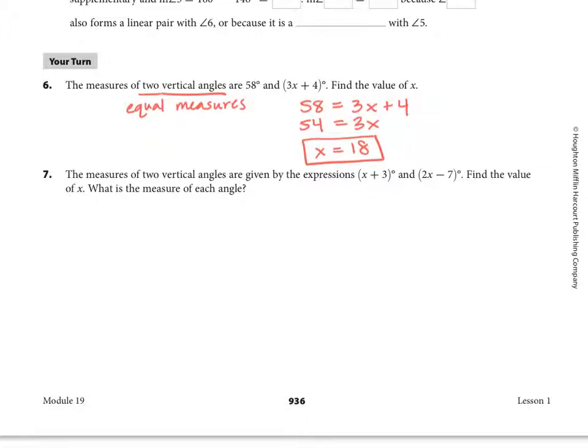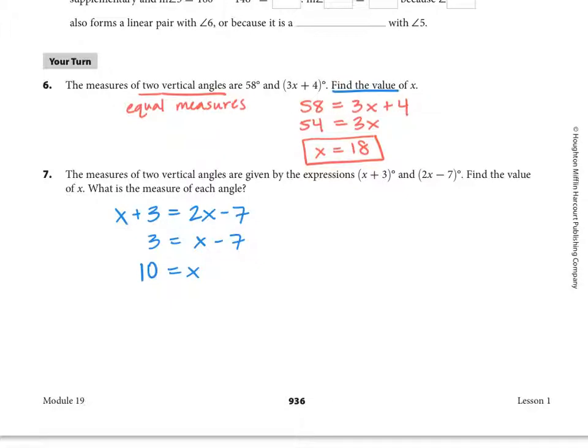All right. The first angle that's given is x plus 3. That's the measure of one of the vertical angles. The second vertical angle is 2x minus 7. So we know those two are equal to each other. We just solve this. Subtract x on both sides, and I get 3 equals x minus 7. Then I add 7 to both sides. So x equals 10.